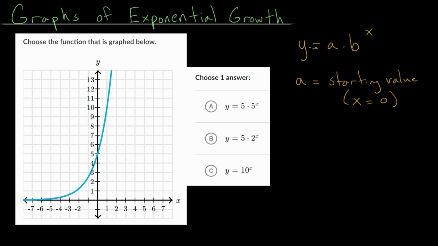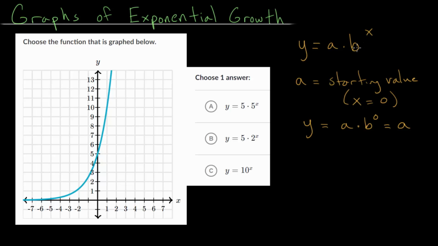Notice that if you plug in 0 here, you get y is a multiplied by b to the 0, and it doesn't matter what b is. Anything to the 0 power is just 1. So this would be a here. So when I say starting value, that's just the value when the x value is 0, or it's the y value when the x value is 0.